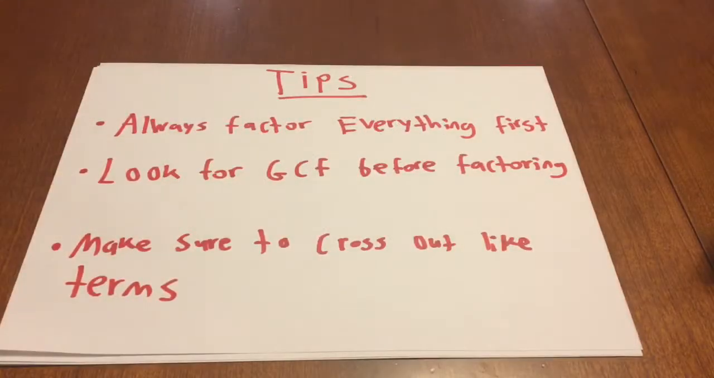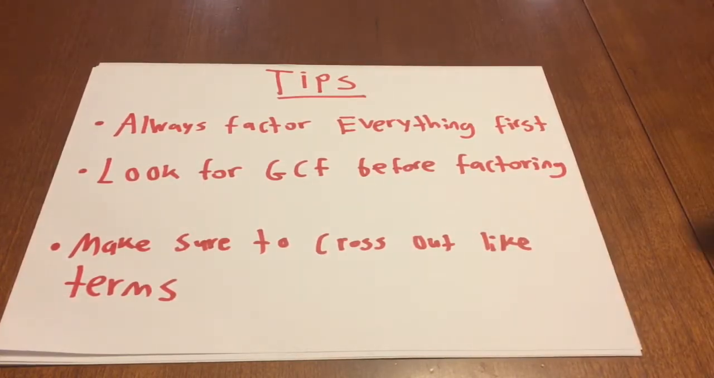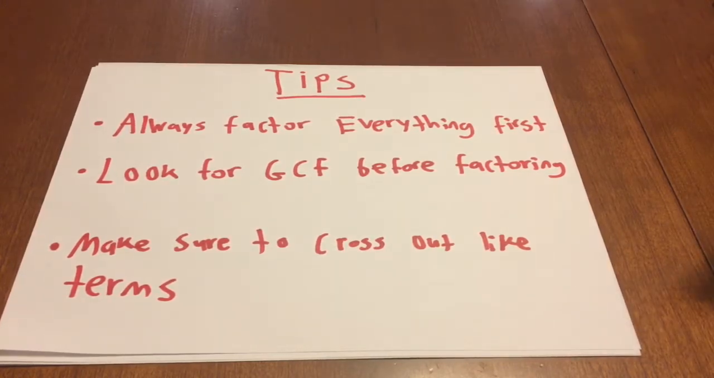Next, here are just some final tips on how to solve multiplication and division of rational functions a little bit easier. First, you always want to factor everything first. That's a common mistake. People just try to look at a multiplication or division problem and just try to divide across without first factoring. Next, you always want to look for a GCF before factoring. That's also another common mistake. It's important to always look for the greatest common factor before trying to factor anything. And finally, you got to make sure you always cross out like terms.